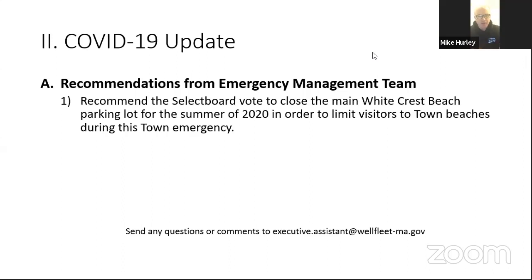I would comment that the emergency response team has really put a lot of thought into this. To be quite honest, from a public safety standpoint, I don't really know how this summer is going to go smooth, regardless of whatever restrictions we put in place or limitations.